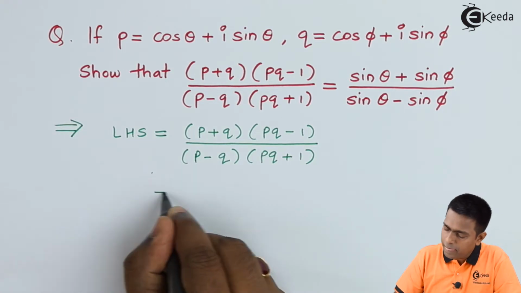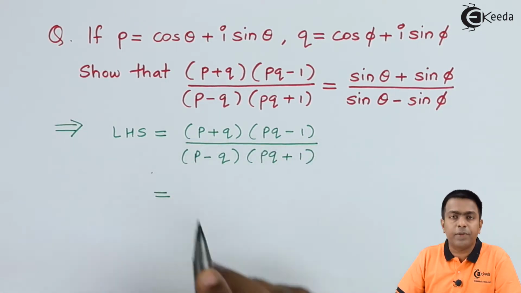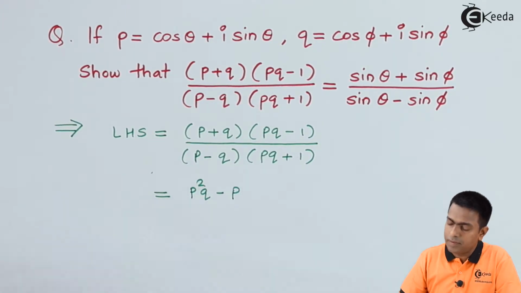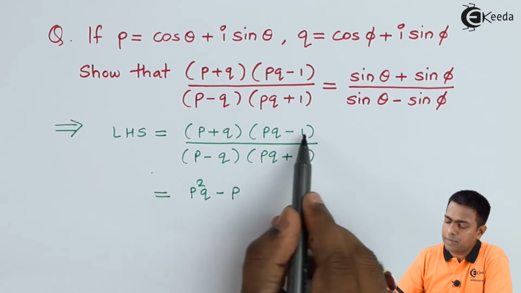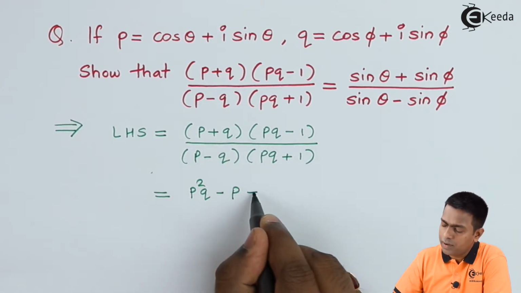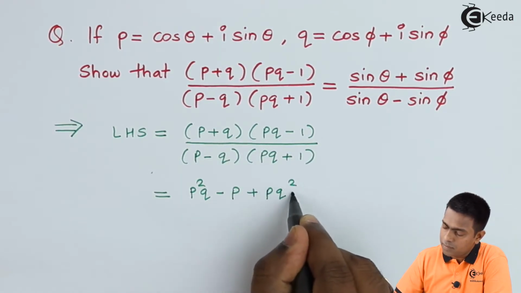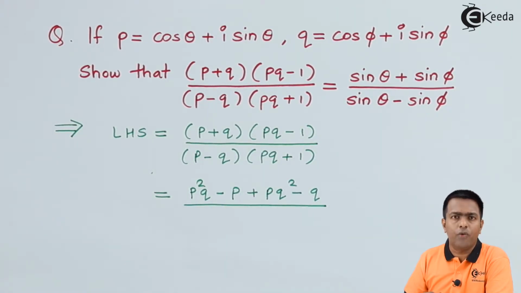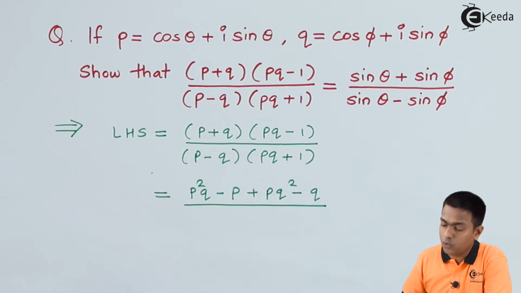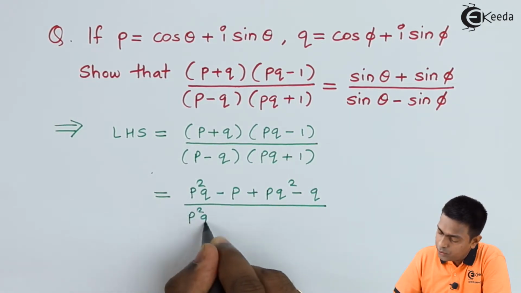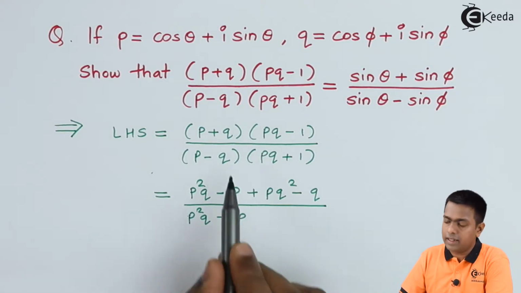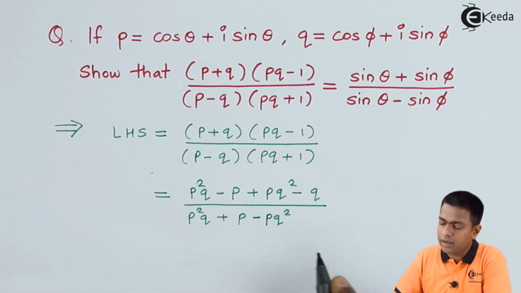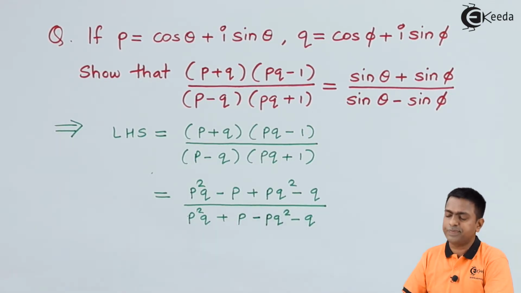So we'll multiply the second bracket with P, we'll get P square Q plus P. Then we'll multiply the second bracket with Q, so we'll get PQ square minus Q. Upon, now we'll multiply the second bracket with P, so we'll get P square Q plus P, and then we'll multiply with Q, so we'll get negative PQ square minus Q.